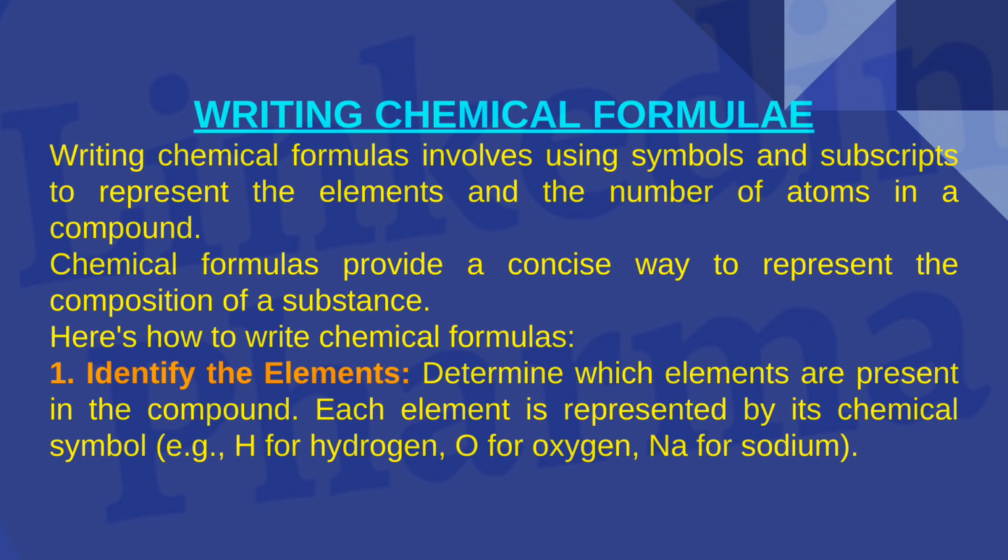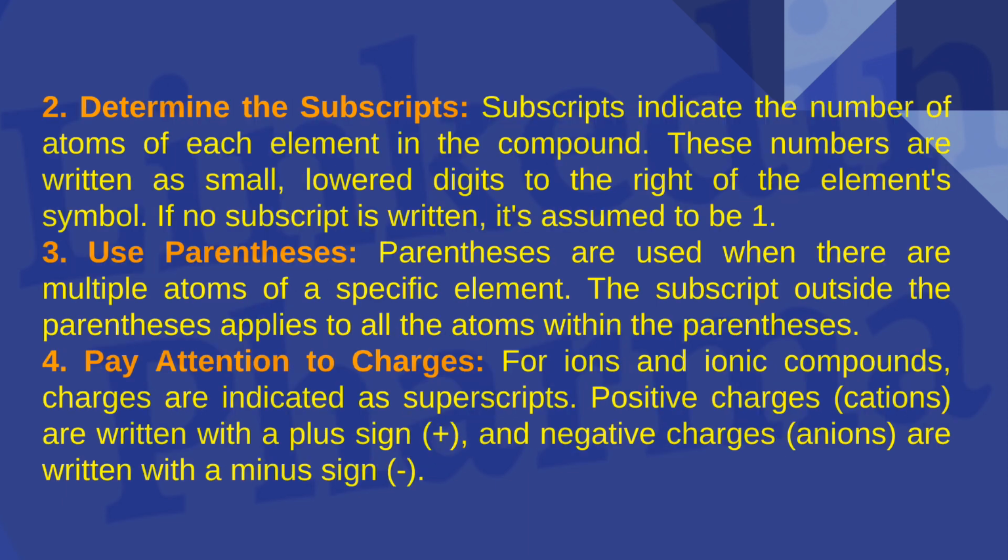Here's how to write chemical formulas. Identify the elements. Determine which elements are present in the compound. Each element is represented by its chemical symbol, for example, H for hydrogen, O for oxygen, Na for sodium. Determine the subscripts. Subscripts indicate the number of atoms of each element in the compound. These numbers are written as small, lower digits to the right of the element's symbol. If no subscript is written, it's assumed to be 1.